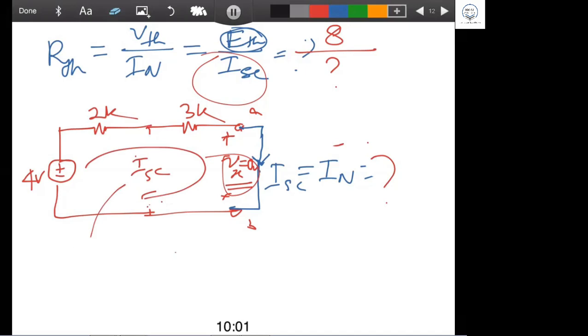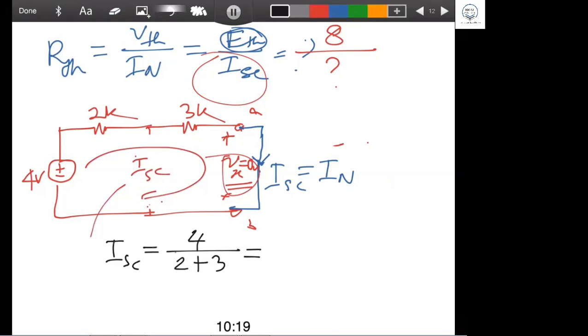IN will be straight away the short circuit current. Can you tell me what the short circuit current will be? The voltage 4 divided by 2 plus 3. So it is 0.8. Yes, sir. Good. Excellent. Beautiful. So you are getting 0.8.